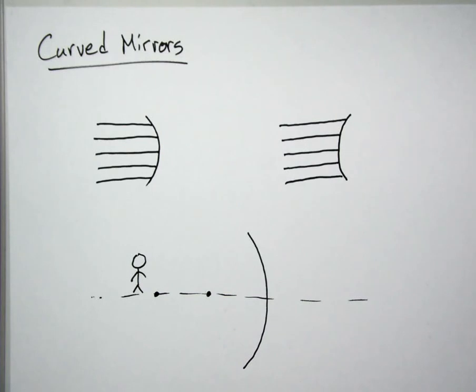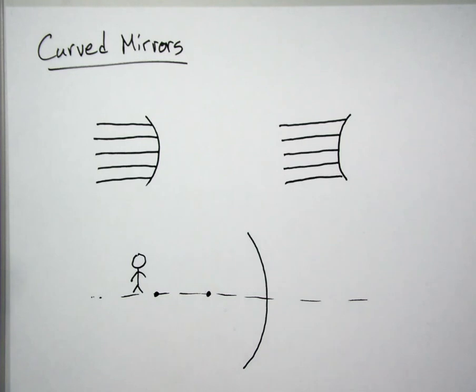Okay, as we continue to learn about reflection, we've seen that with flat mirrors, we see the law of reflection, that the angle of incidence, the incoming ray, and the angle of reflection, the outgoing ray, are equal. And if you stand in front of a flat mirror, your image will be an equal distance behind the mirror. Now let's look at curved mirrors.